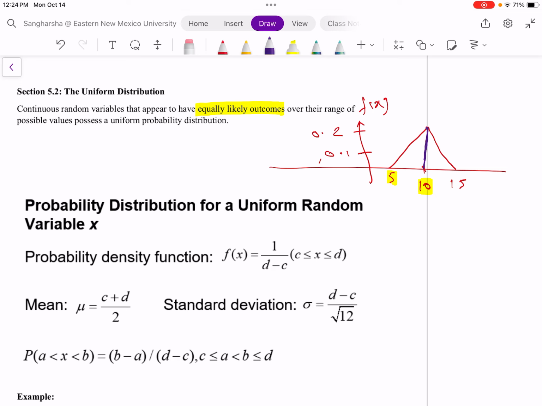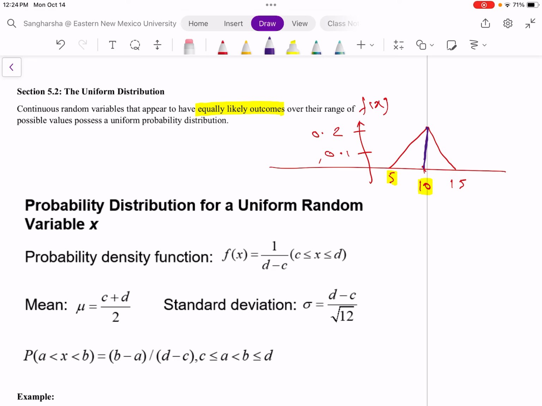It is 0. The line does not have area. If you have any shape, then we do have the area. Like if you have a rectangle, triangle, or a circle, you can find the area. But you have a vertical line, okay? So it does not have area. It means the area is 0. So the probability when x is exactly 10 is 0.